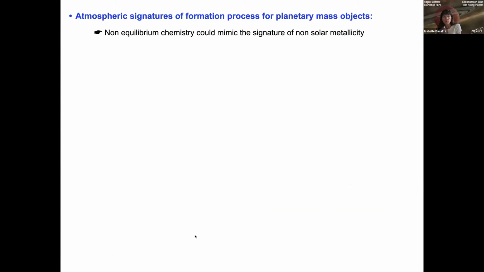And my final point, which is not necessarily linked to stellar evolution models, but is linked to atmosphere models. I think this is crucial here, specifically for this workshop, because we are interested in trying to characterize an object from its formation process, and therefore I will talk about the signatures of formation for planetary mass objects. There is a problem that is known by modelers and observers, which is that non-equilibrium chemistry processes can mimic the signature of non-solar metallicity.